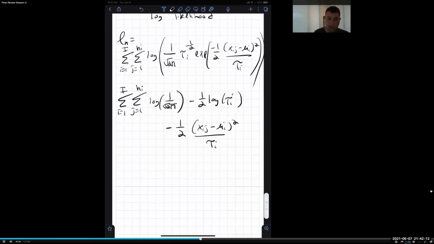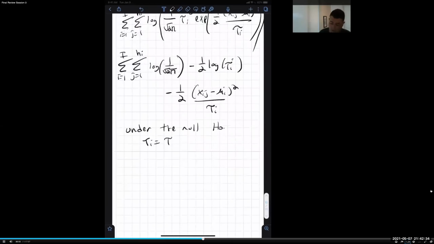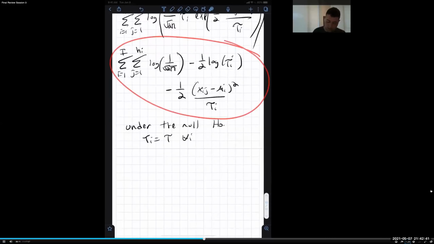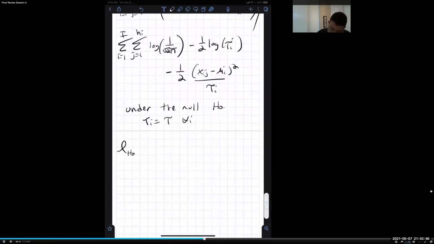Okay, so the next step is let's first deal with under the null. So under the null H naught, we have that all of the tau i's are equal to just the main tau for all i essentially. So what that essentially does is that we can simplify this likelihood a bit. So I'll write L under the null here, and we can simplify this.